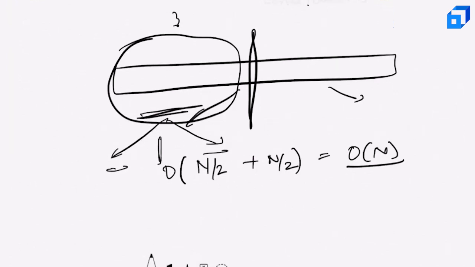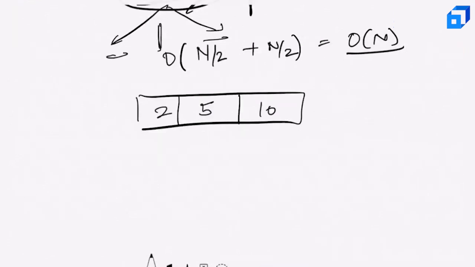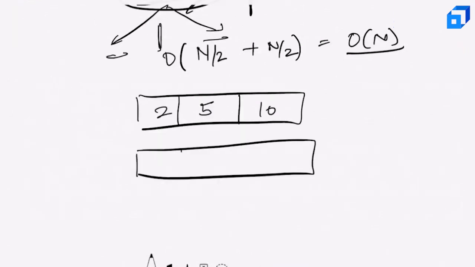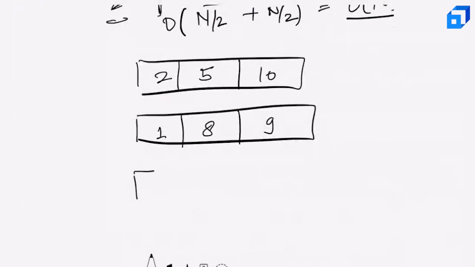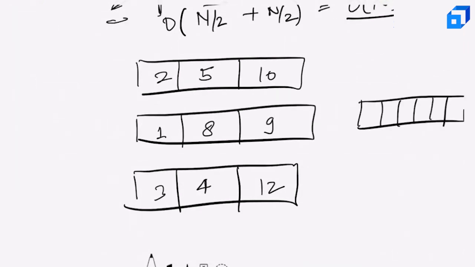How about I modify this and say that I have 3 arrays that need to be merged? Imagine I have an array 2, 5, 10. Imagine there's another array 1, 8, 9. And imagine there's another array 3, 4, 12. How would you merge these 3 arrays into one array in which all elements are sorted? We can do 2 at a time, but we don't necessarily need to.